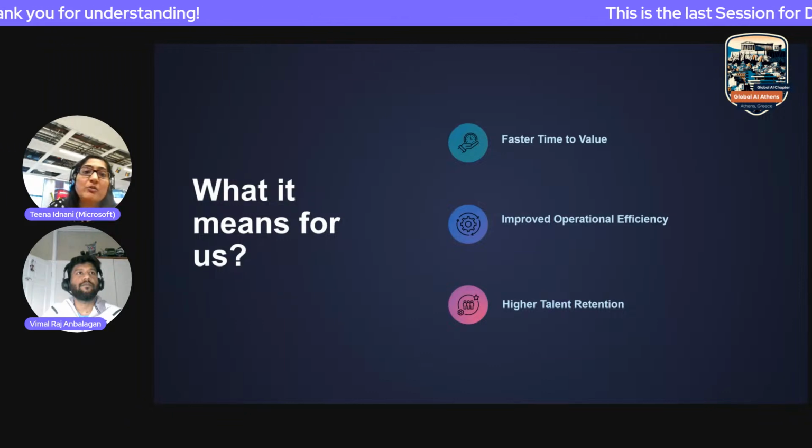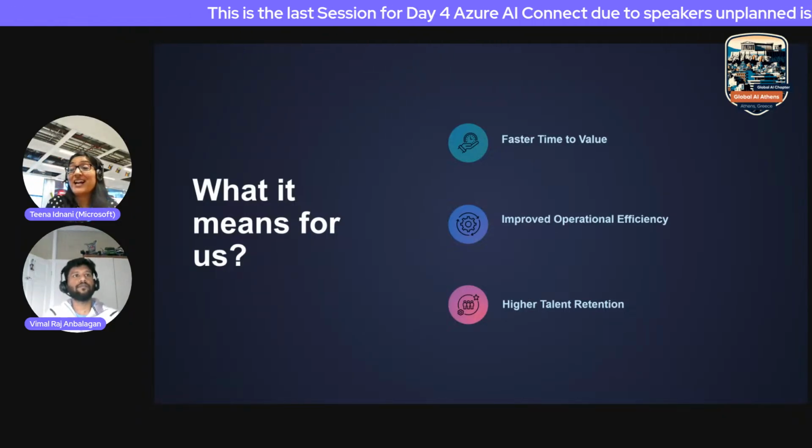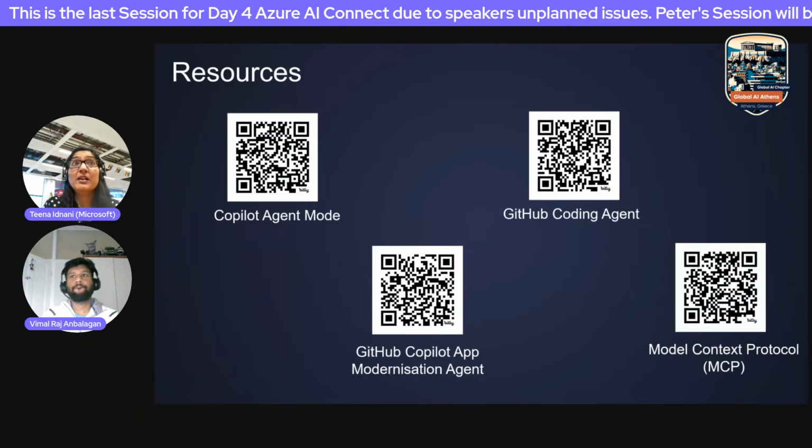So basically, GitHub Copilot isn't just modernizing applications. It's actually modernizing how we deliver things. And I think that is the competitive advantage that we get from here.